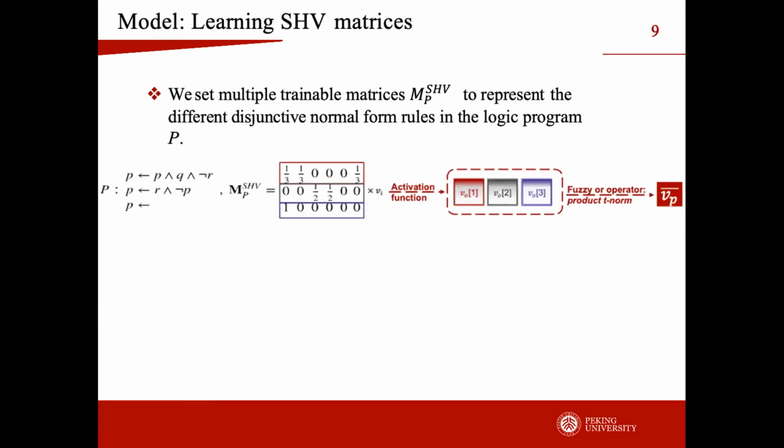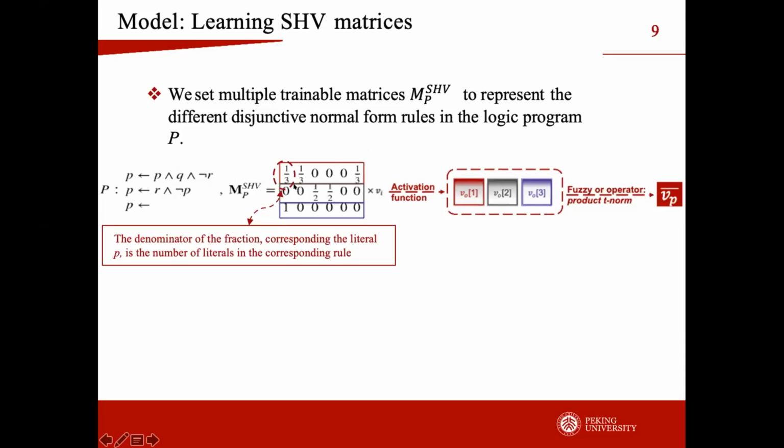And there is another example to show the learning process in the second stage. Actually, we set multiple trainable matrices MPSHV to represent different disjunctive normal form rules in the logic program. This embedding method is similar to the last one, but this kind of same head variable logic program is much easier than the last one.